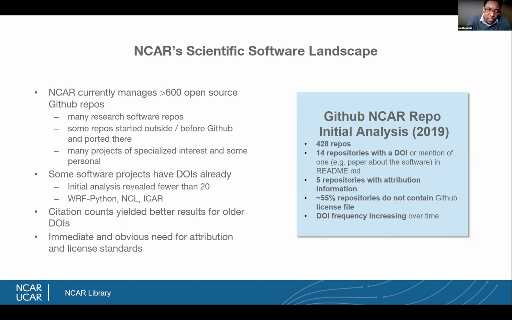We did that by analyzing the README files. We just went through and started to parse those files and look for indications of DOI references. Of those 14, only 5 of those repositories actually had clear attribution information. That is to say that they let the community know how they wanted their software cited.